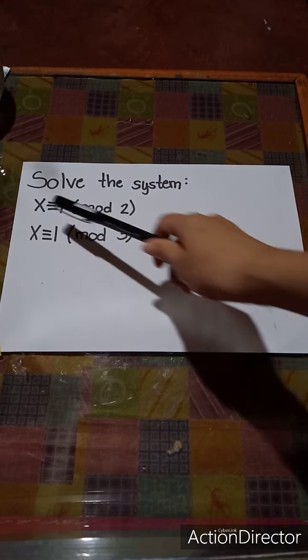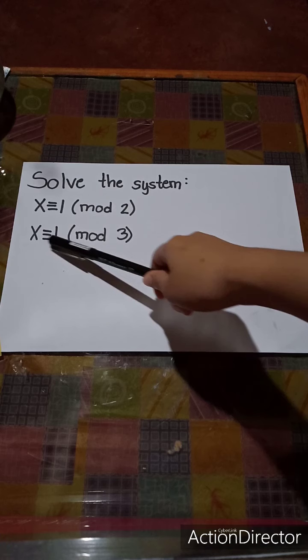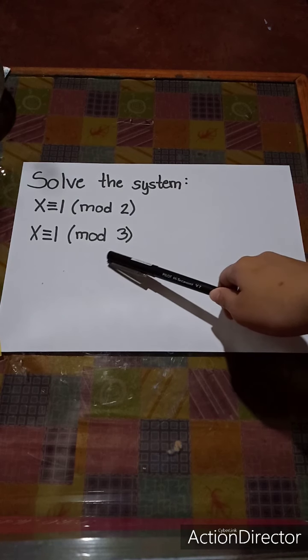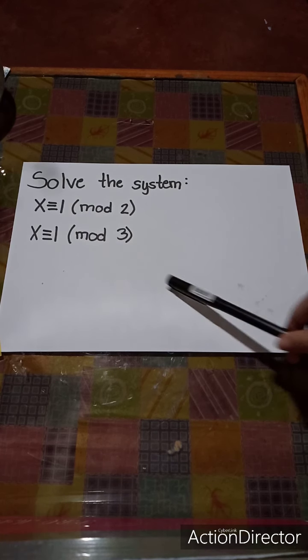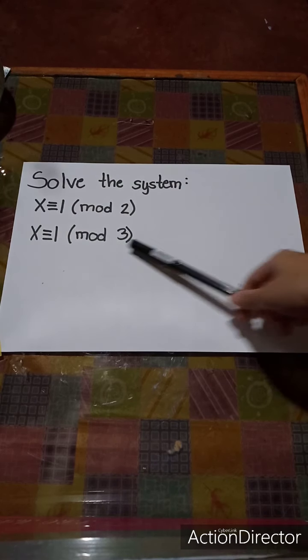Welcome to this video. In this video, we are going to solve a system of congruences using the Chinese remainder theorem. Here, we have the system x congruent to 1 modulo 2 and x congruent to 1 modulo 3. We wish to find x that will satisfy our congruences.